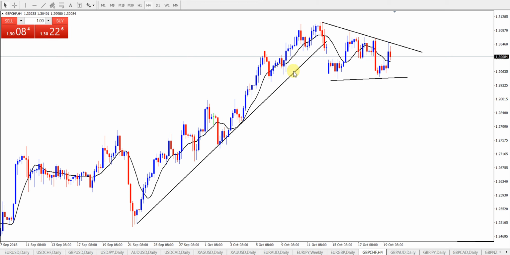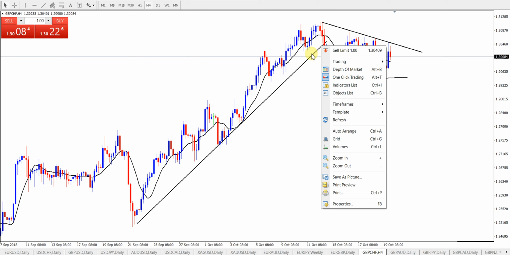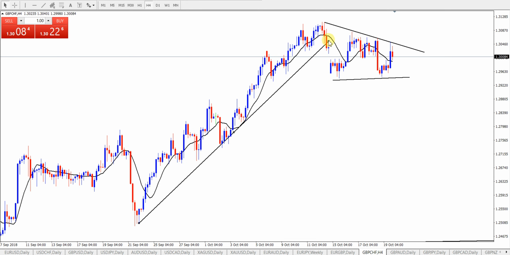If I just extend this trend line a little bit, you can see it bounced here, bounced here, broke through, retested it, and from here I expect the market to fall from there.